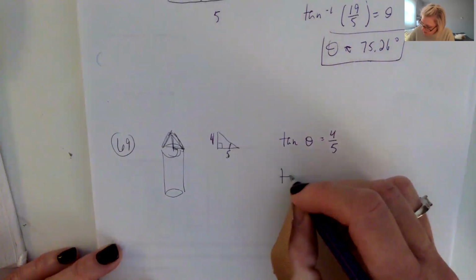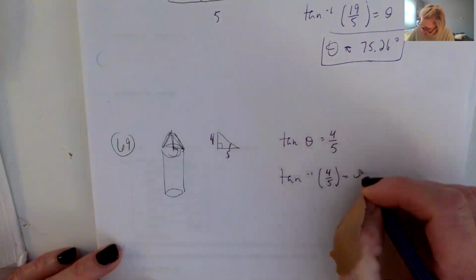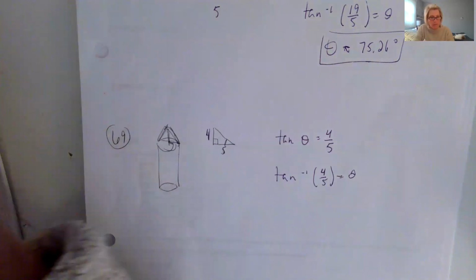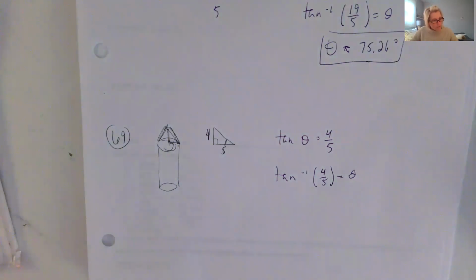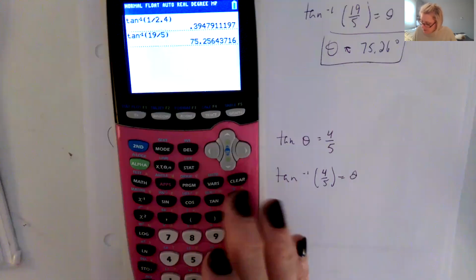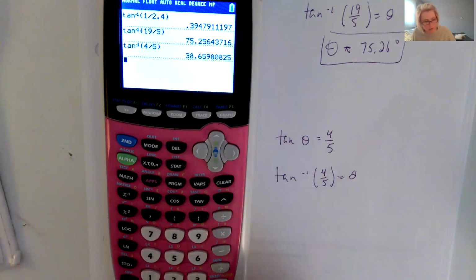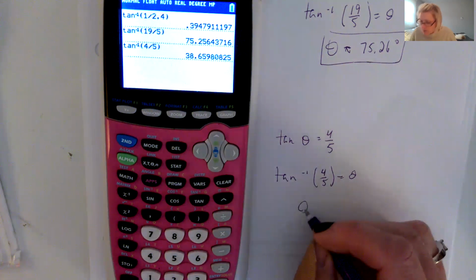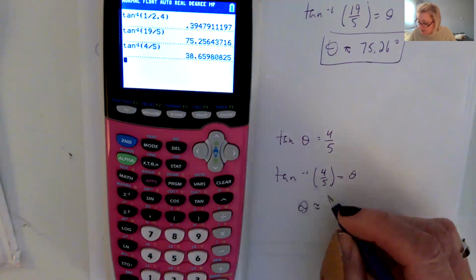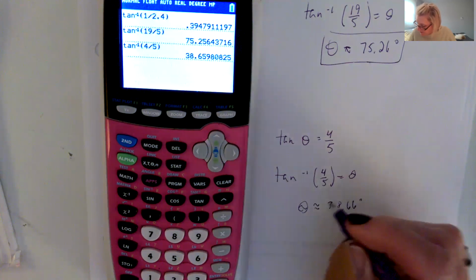So we can do the inverse tangent of 4/5 should equal our angle for that one. And so inverse tangent of 4/5 should equal 38.66. So the angle theta is approximately 38.66 degrees.